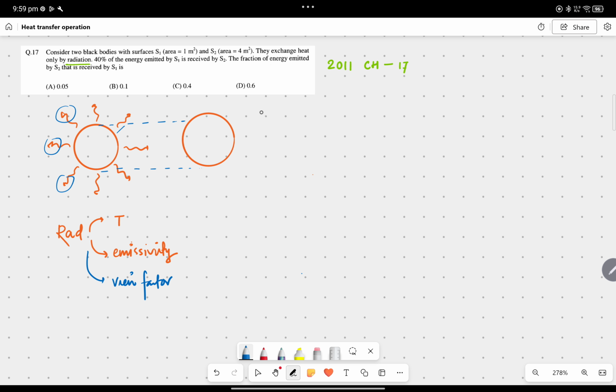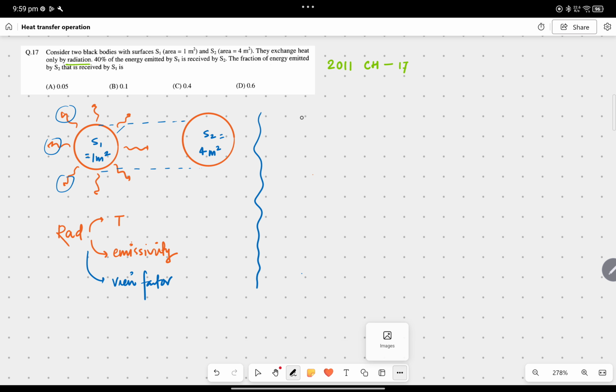And what is view factor? Let's solve this question right now. You have understood the concept. So this is S1, and its area is given as 1 meter square. And S2 area is given as 4 meter square.